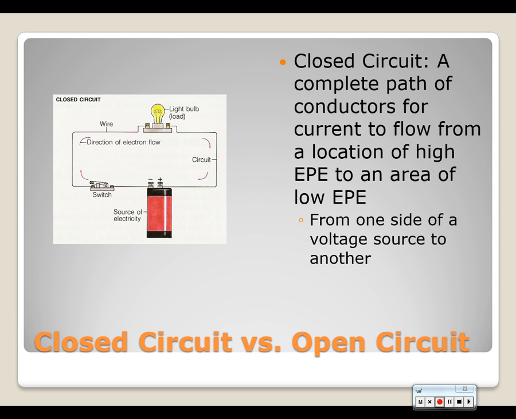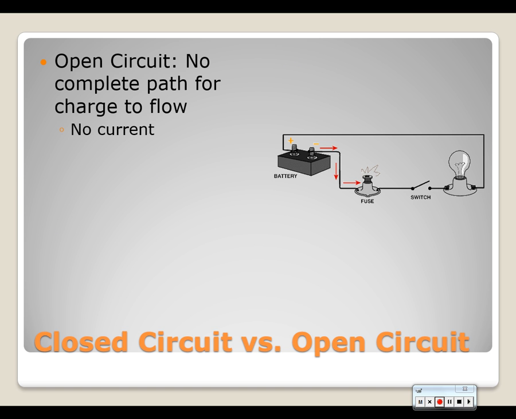We said that as charges move through the battery, it makes them go towards the negative terminal. It does work on them, right? But they don't like being at the negative terminal, so they want to get back all the way over to the positive terminal, right? But they have to have a path to get there, a path of conductors. If it's a complete path, that's a closed circuit. If there's a break in the path, we refer to that as an open circuit. If there's no path for the charges to get from the negative side to the positive side of the battery, there is no current.